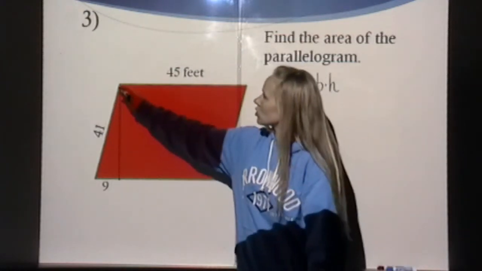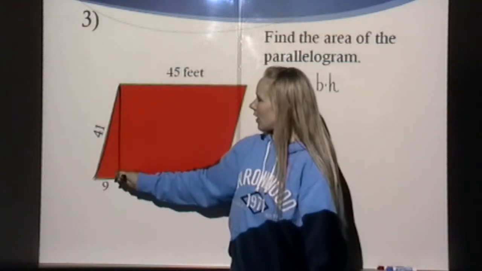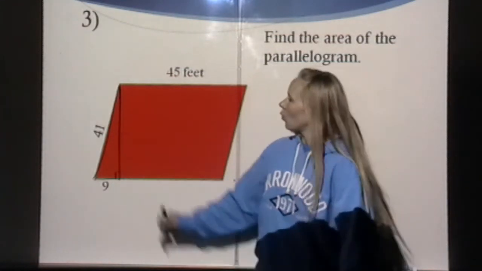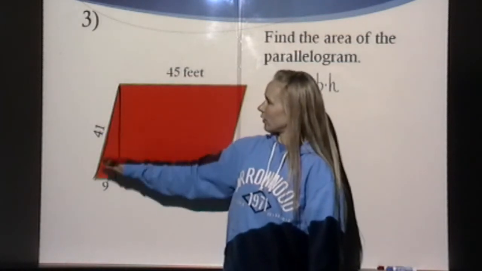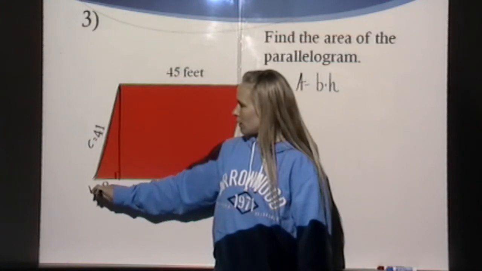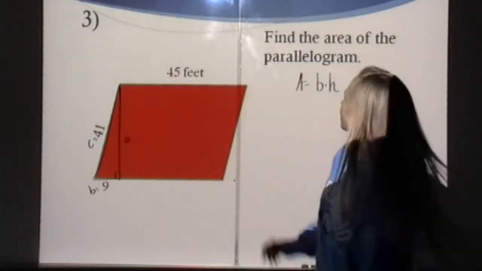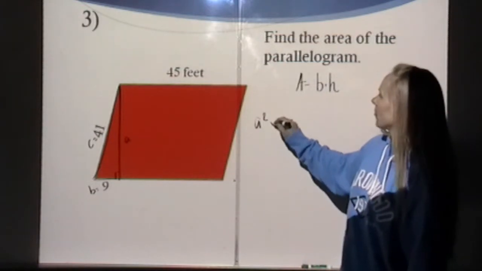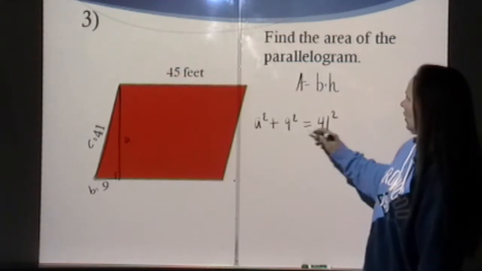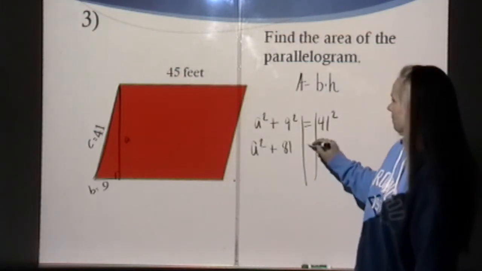So using this triangle right here, because it's a right triangle, I can figure out the height by using the Pythagorean theorem. Well, C is your diagonal hypotenuse, so 41 is the C. 9 is going to be A or B, we'll call it B, and then we've got to solve for A. So let's use the Pythagorean theorem. I have A squared plus B, which is 9 squared, equals 41 squared.